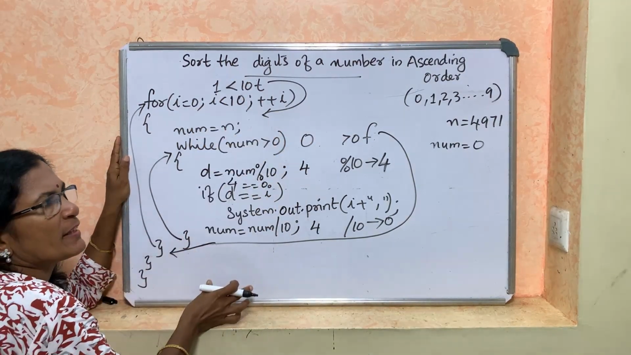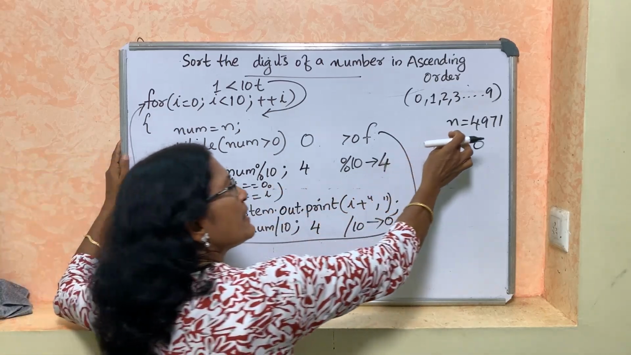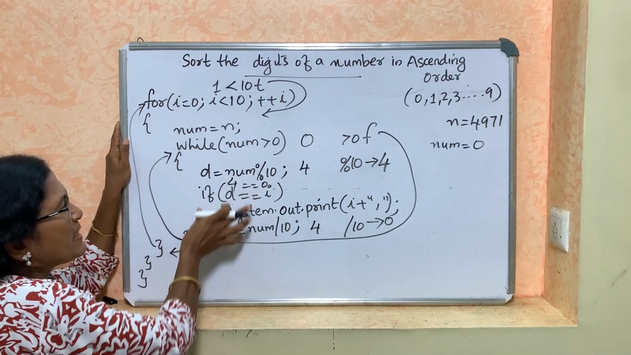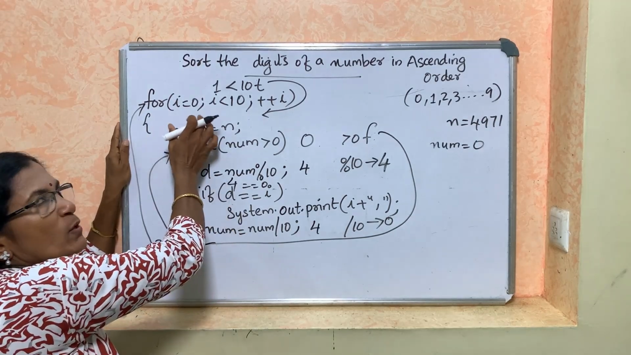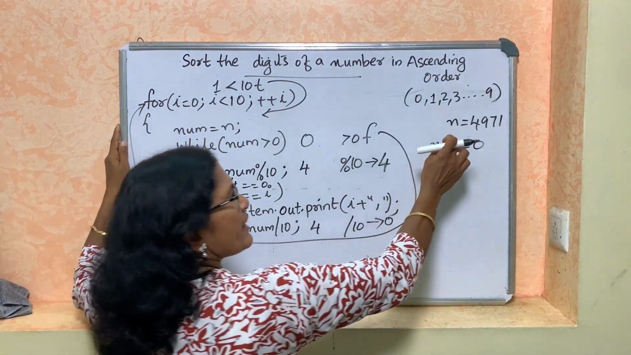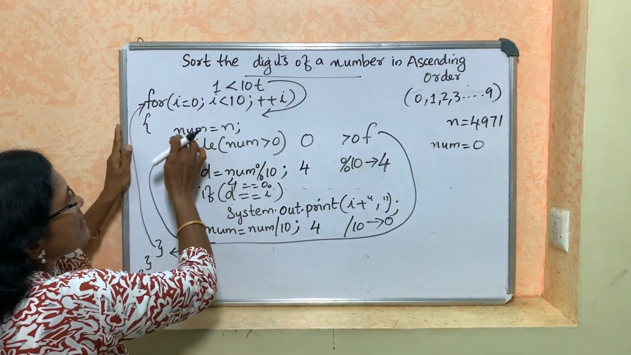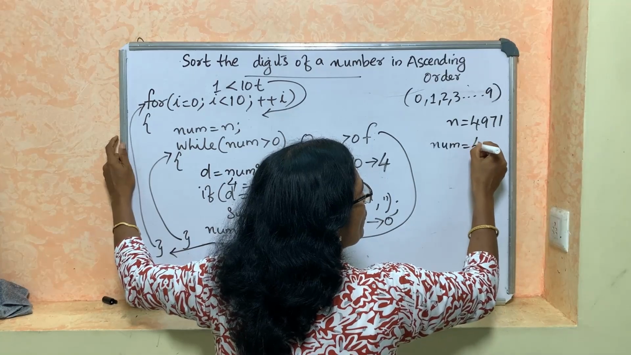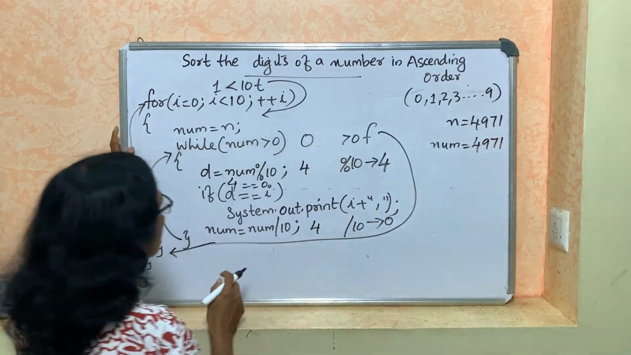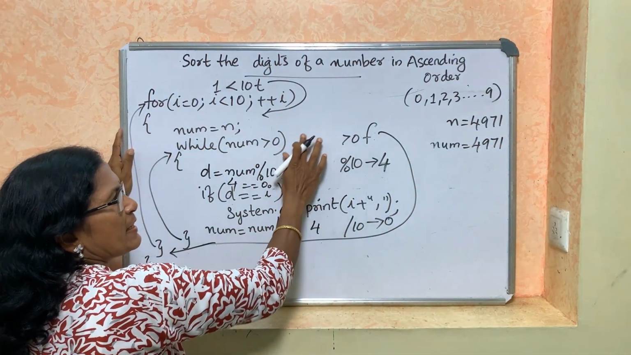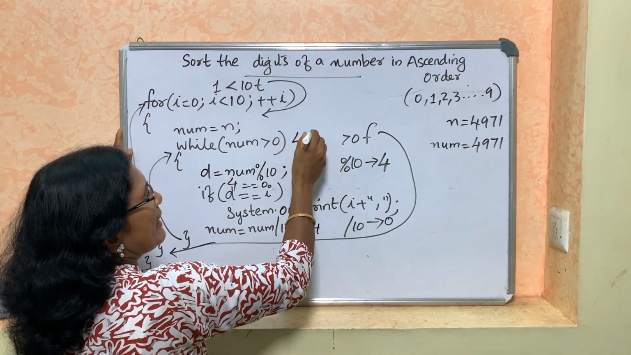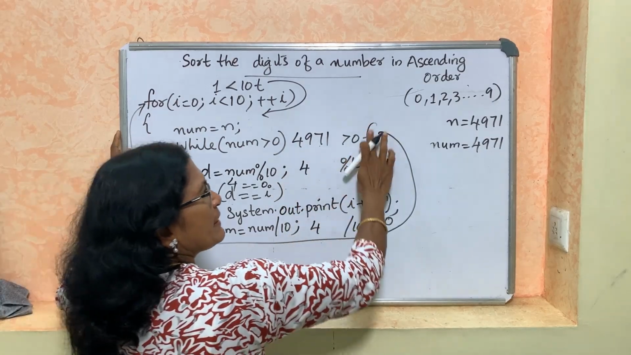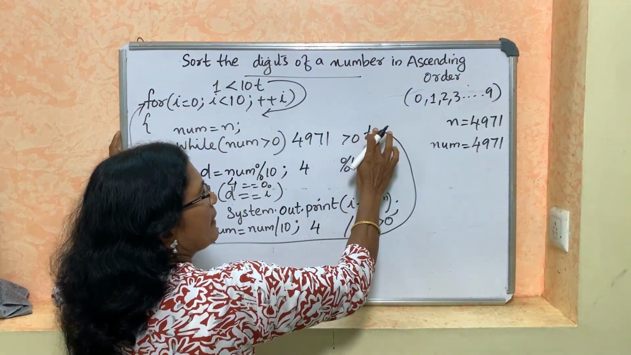Now we are going to check whether the digit 1 is present in the given number. So num became 0 after the complete iteration of the while loop when the value of i was 0. So again, reassign the value of n to num. Num is equal to n. So the value of n is assigned back to num, 4971. Now the while loop starts its iteration with the value 4971. 4971 greater than 0, the test expression is evaluated to true.